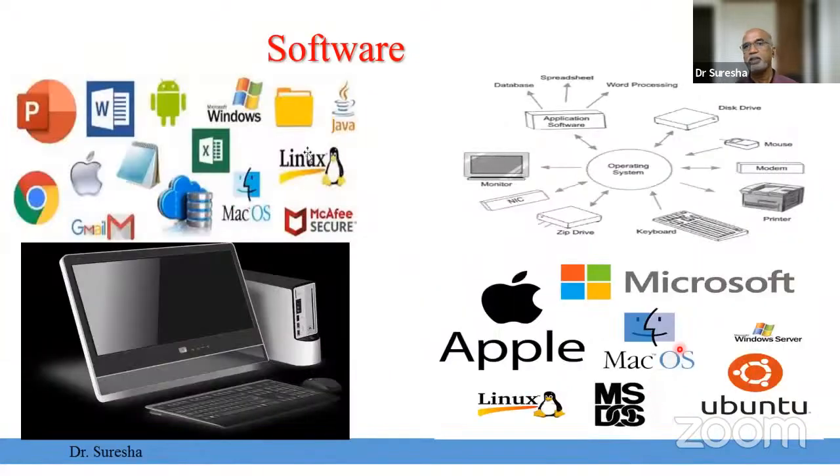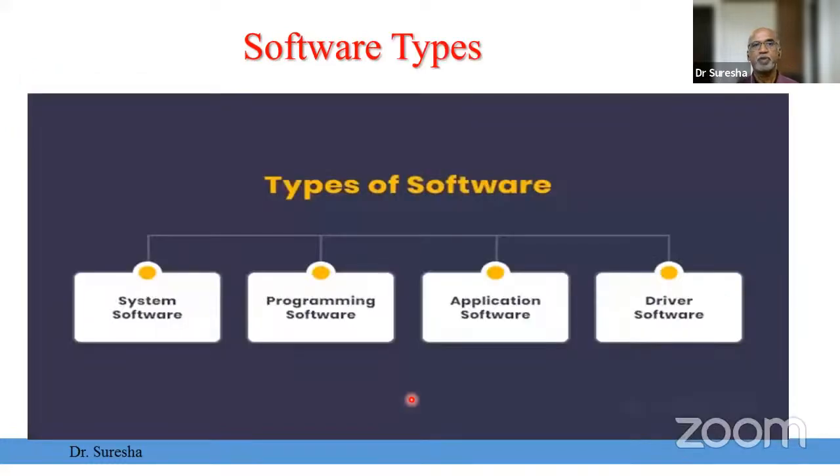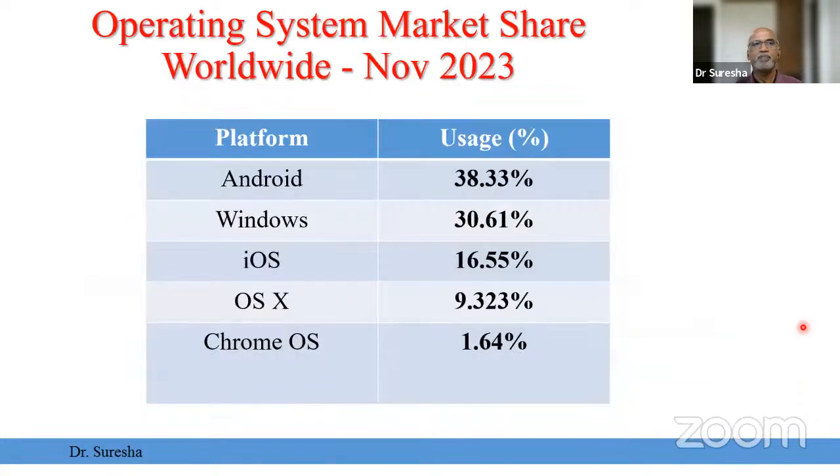Software, system software, application software, OS. These are different OSs. So in the types of software, system software is there, programming software is there, application software is there, driver software. Driver software is in printers. Nowadays it is not required. The moment you connect your printer to the system, the printer will install it. So that's how it has been done. Technology advancement is there and it's going on.